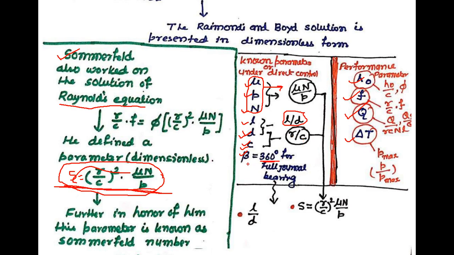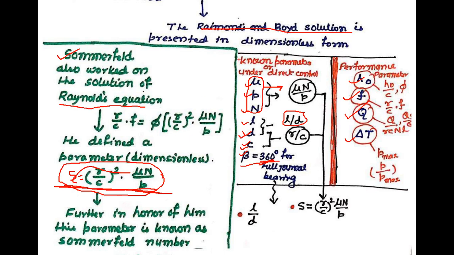And for this level, we always put the value of beta equal to 360 degree, because we assume that it is the case of full journal bearing. Now this h naught is defined by this h. For this, h naught upon c is defined, because the Raimondi and Boyd solution is presented in dimensionless form.